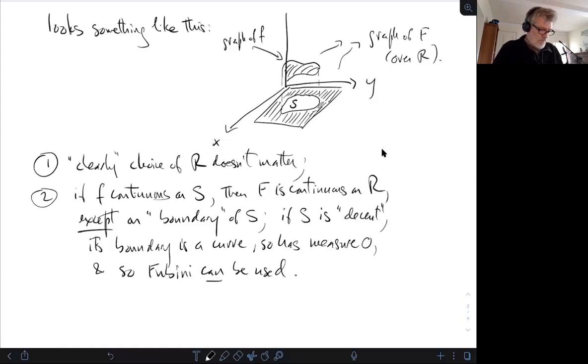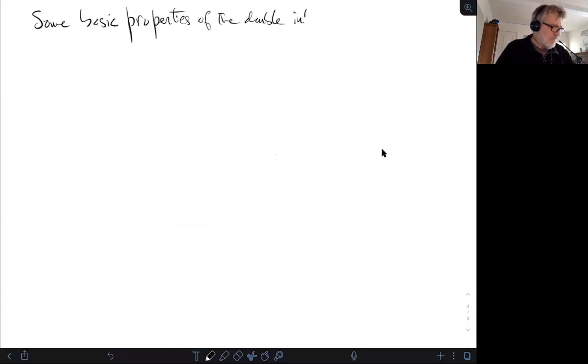Okay. So that's my next goal. Okay, so some basic properties of the double integral over bounded regions. This is S, okay? So I'm assuming here that everything is nice and exists, and we're not looking at anything nasty here.